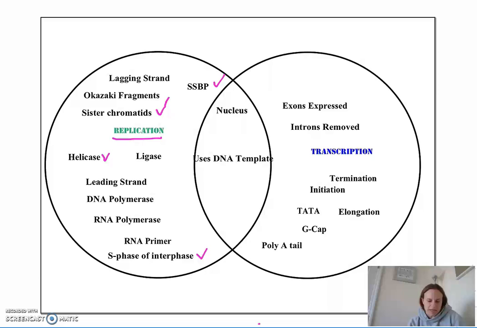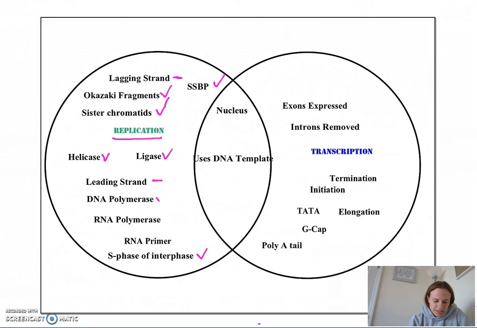SSBP, single strand binding proteins, are what holds that DNA open or unwound. You've got one side is a leading strand, one side is a lagging strand. The leading strand builds DNA continuously. The lagging strand builds it in fragments known as Okazaki fragments. That Okazaki fragment is then glued to the neighboring Okazaki fragment by ligase.